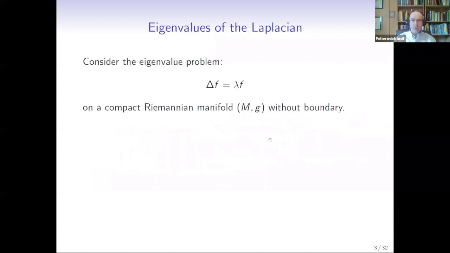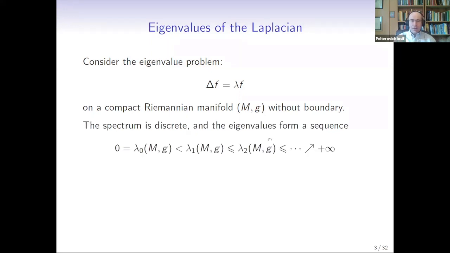So let me introduce some notation. So we're going to deal with the standard eigenvalue problem, Laplace f equals lambda f, on a complete Riemannian manifold without boundary. So my Laplacian is a geometer's Laplacian with a minus sign. And we all know that the spectrum is discrete, and the eigenvalues form a sequence that starts from 0 and goes to plus infinity.